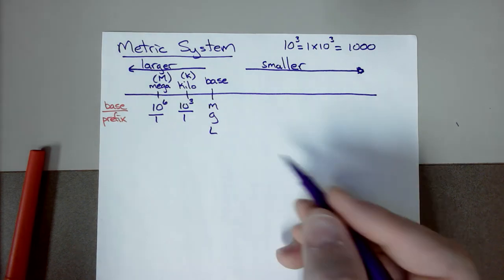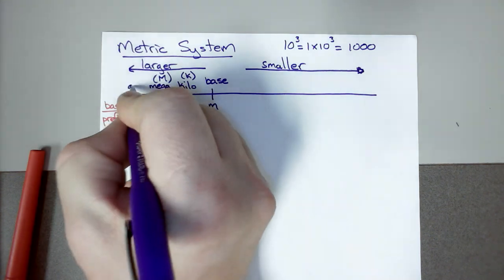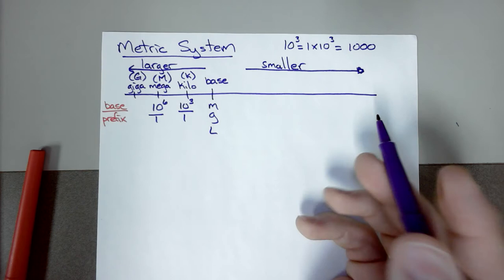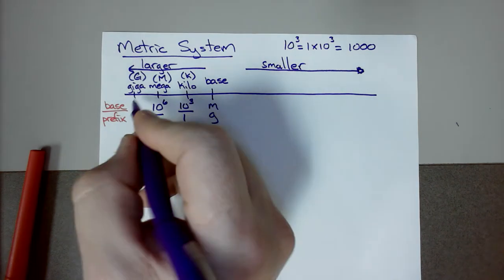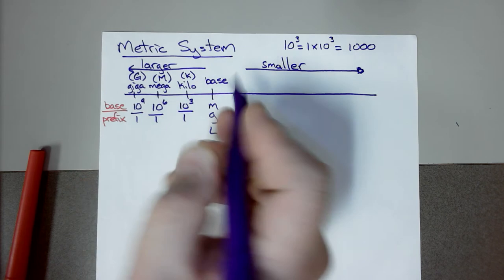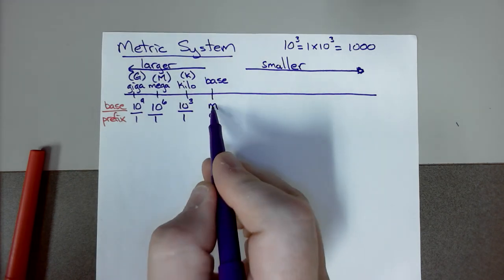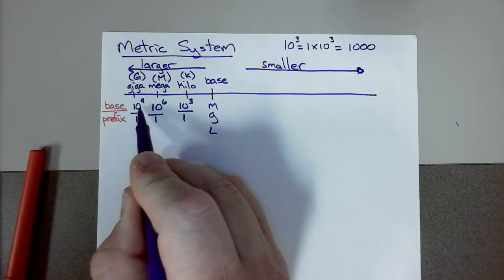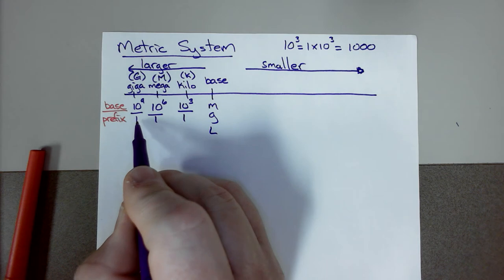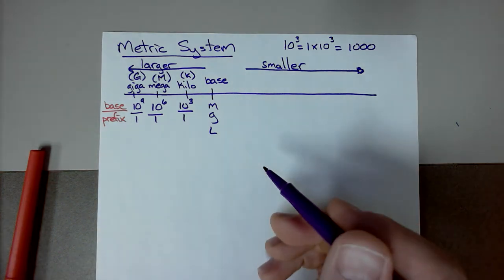And the last one over here that we're going to talk about is giga, represented with a capital G. And a giga is 10 to the 9th over 1. In other words, it takes 10 to the 9th meters to make a gigameter, or 10 to the 9th liters to make a gigaliter. The larger one's on bottom. Now let's go smaller.